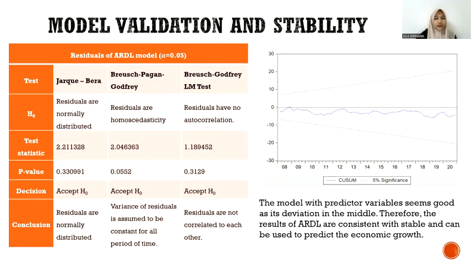And lastly, I'm using the Breusch-Godfrey LM test. This tests for autocorrelation. The p-value of 0.3129 is higher than the 0.05 significance level. So the residuals are not correlated with each other. And next, for the stability test, this paper is using the CUSUM test. The model prediction seems good as it stays in the middle. Therefore, the results of the ARDL are consistent and stable and can be used to predict the economy.